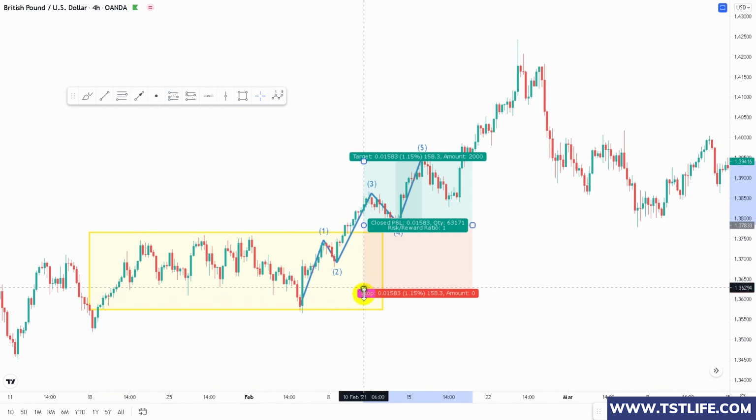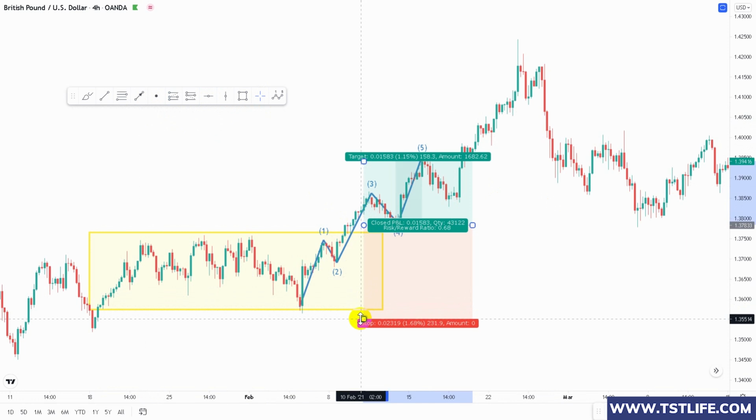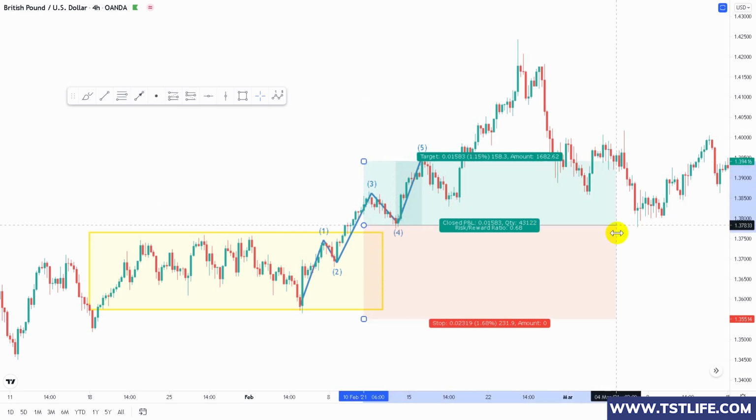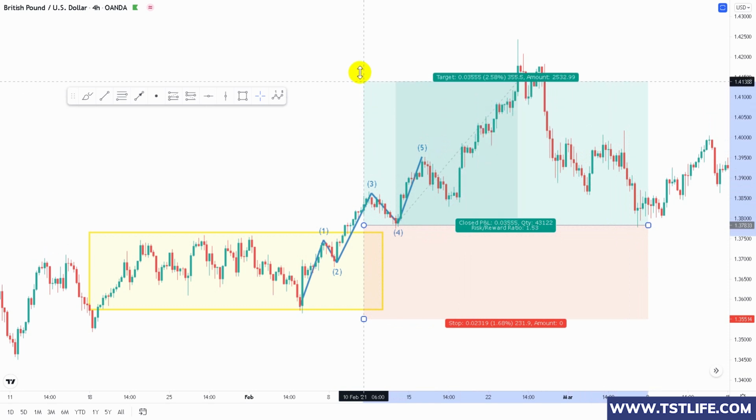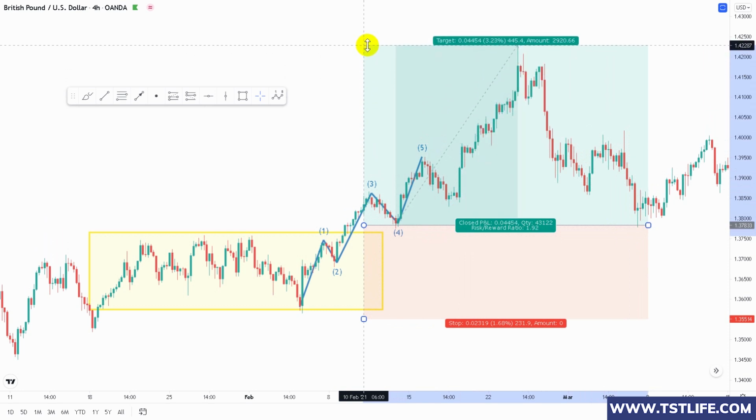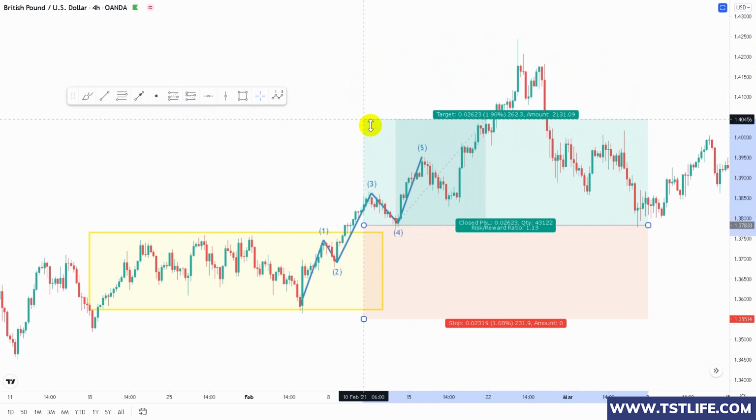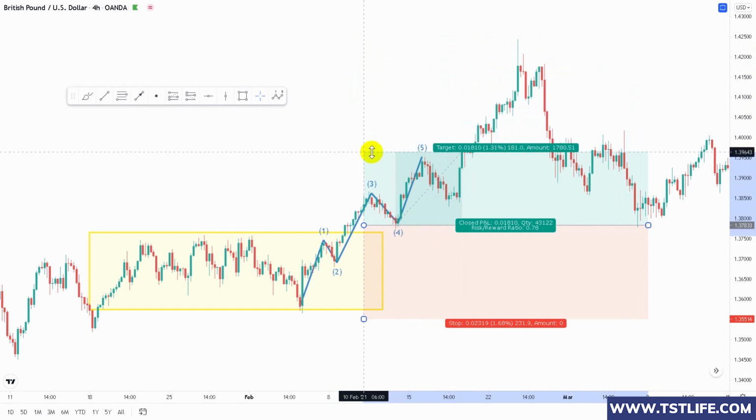The entry could be positioned here, and the stop loss will be positioned a few pips below the most recent swing low. The take profit would depend on several factors such as the volatility of the market, the currency pair you are trading, and whether you want to hold your trade until the end of the fifth wave.